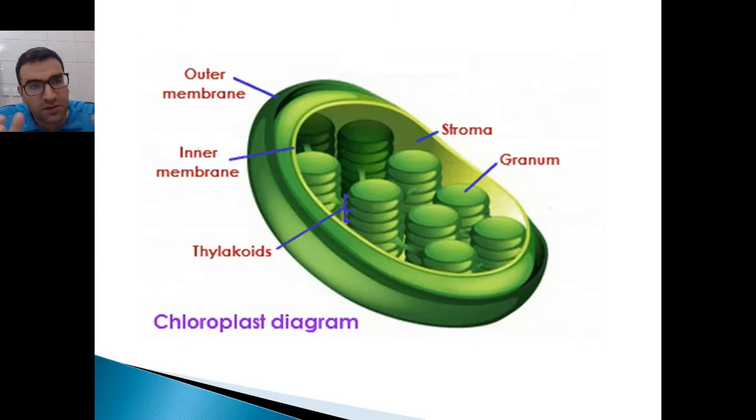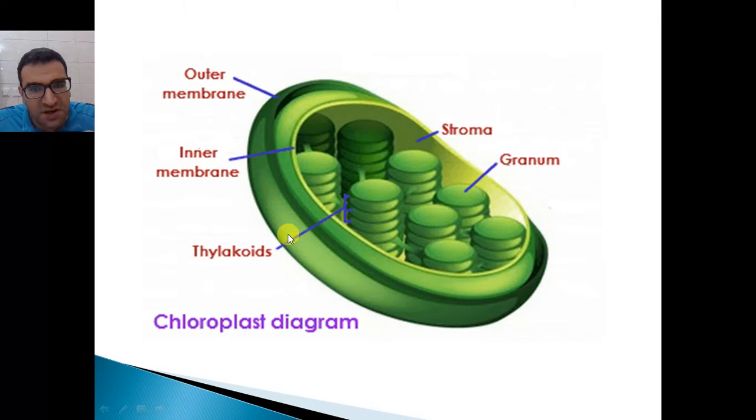Now, let's have a look at the structure of the chloroplast. This is one chloroplast. The chloroplast has two membranes, an outer and an inner membrane. So it's one of the organelles that has what? An envelope. Every organelle that has an envelope, we say it has two membranes. Also, the interior medium of the chloroplast is called the stroma. And inside the stroma, we have coin-like structures.